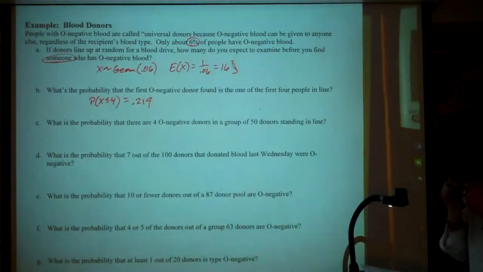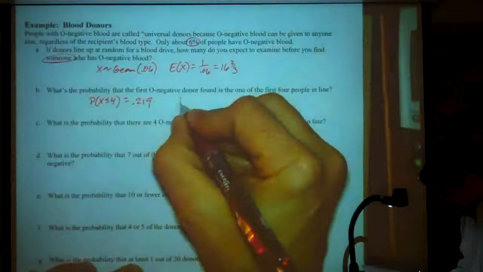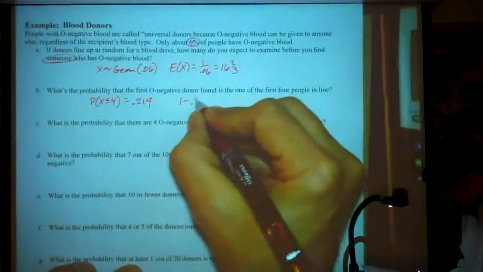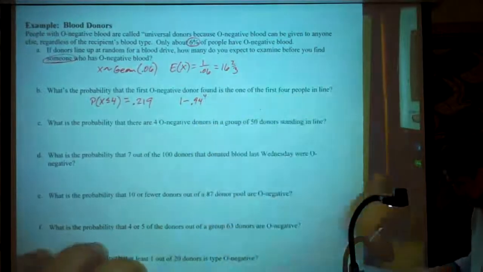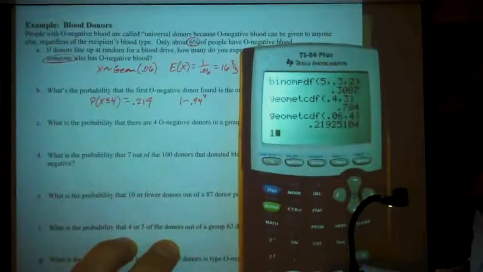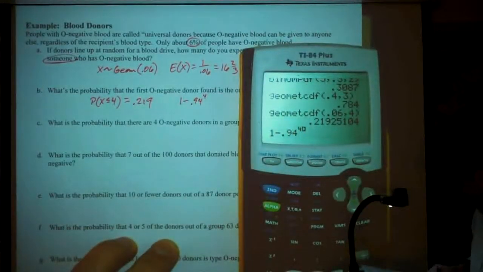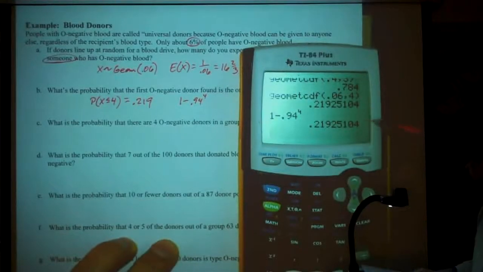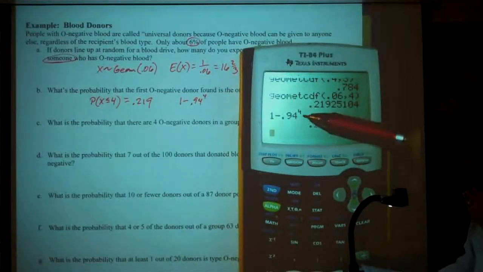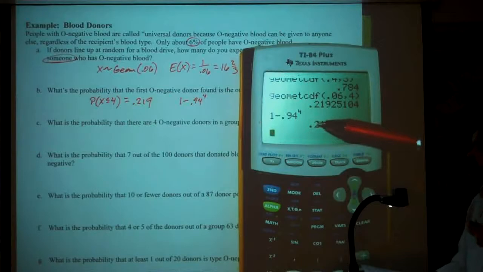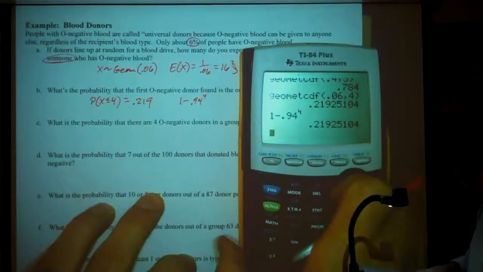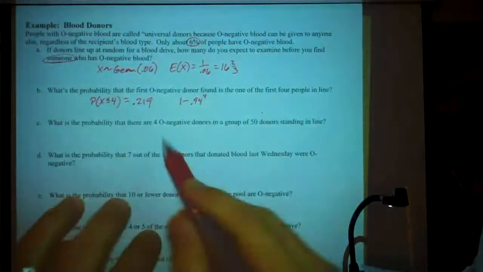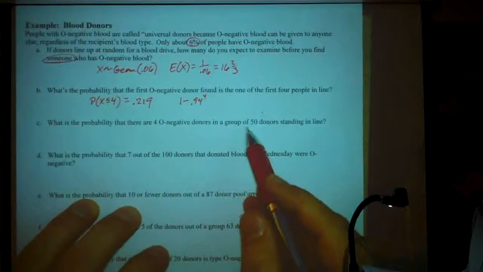And so that means another way of doing this would be to say this is 1 minus 0.94 to the 4th power. And if I take 1 minus 0.94 to the 4th power, I get exactly the same number that I did before. Okay? 0.94 to the 4th power is simply the probability that none of the first 4 people in line have O-negative blood.